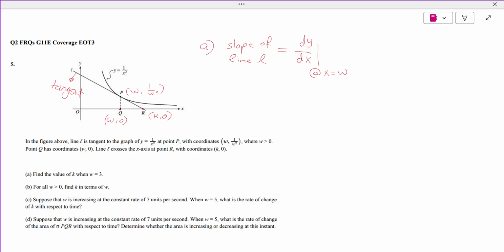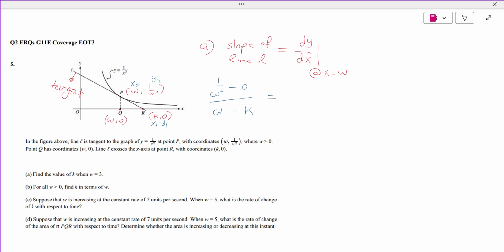So how do we find the slope of line L? By using the slope formula. So I can name this one as x1, y1, and this point as x2, y2. Now I can use 1 over w squared minus y1, which is 0, over x2, which is w, minus x1, which is k. This is equal to dy over dx.